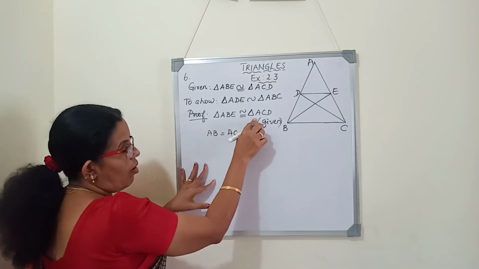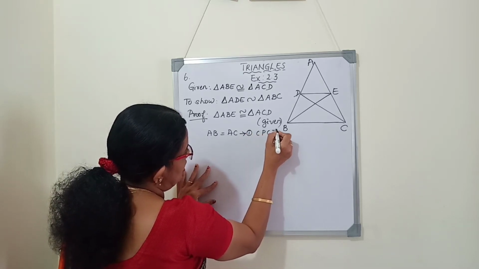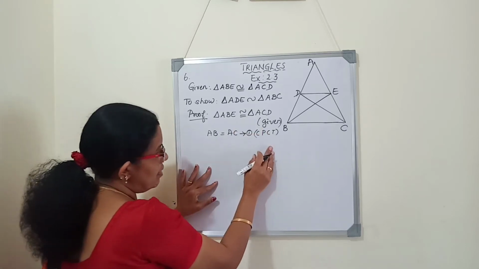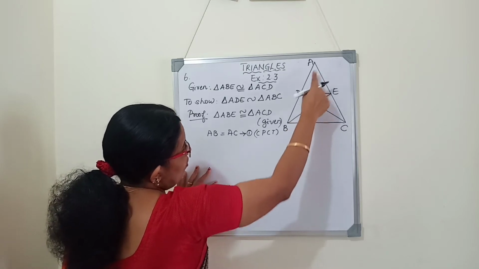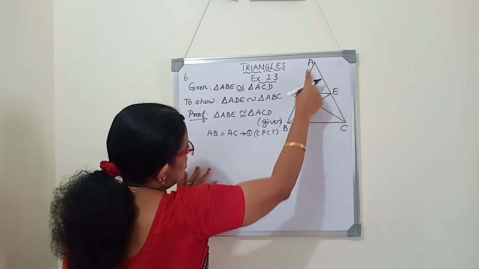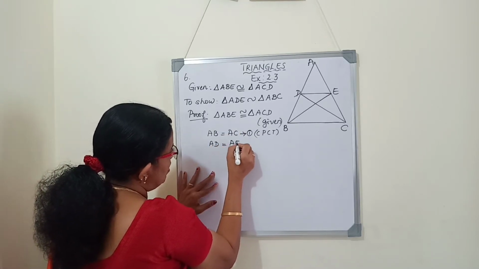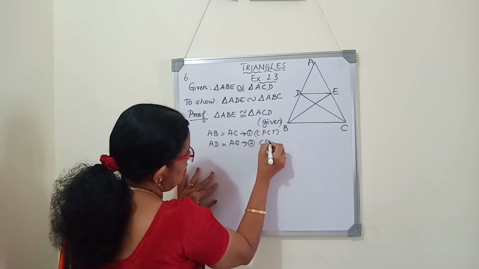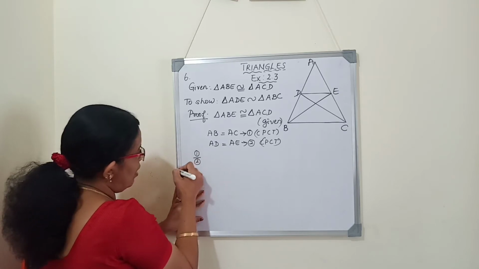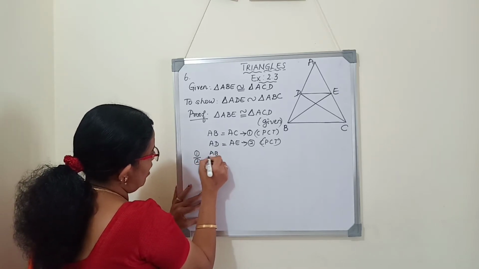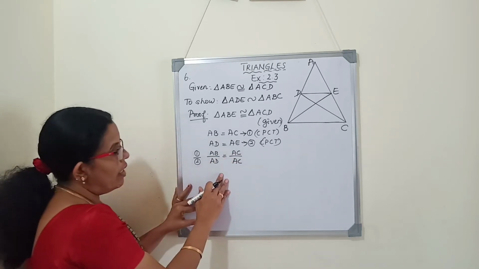Once the triangles are congruent and the sides are equal, we will write it as CPCT. So by CPCT, AB equals AC. In the same way, we can say that AD is equal to AE. AD is the side of triangle ACD and AE is the side of triangle ABE. So we will write AD is equal to AE. This is also by CPCT. So we got two equations. We'll divide 1 by 2. That is AB by AD is equal to AC by AE. Now we will leave it as it is.